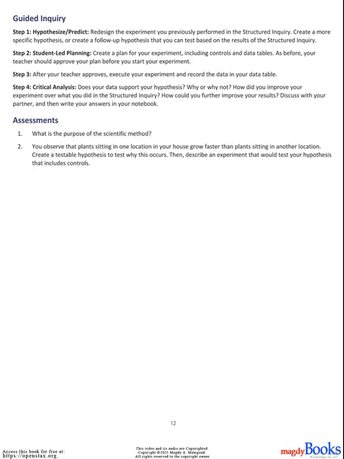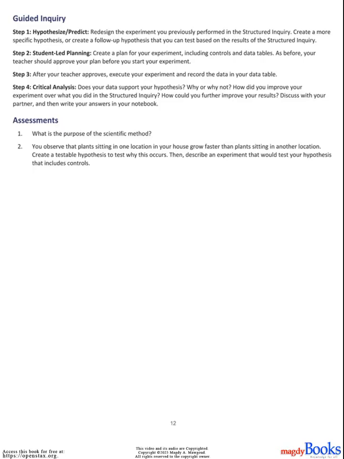Step 2. Student-led planning. Create a plan for your experiment, including controls and data tables. As before, your teacher should approve your plan before you start your experiment. Step 3. After your teacher approves, execute your experiment and record the data in your data table.